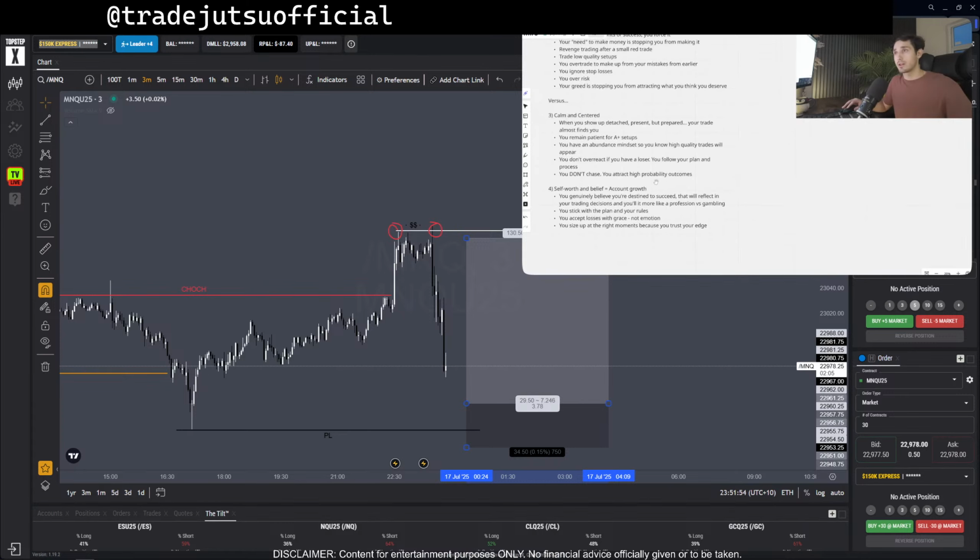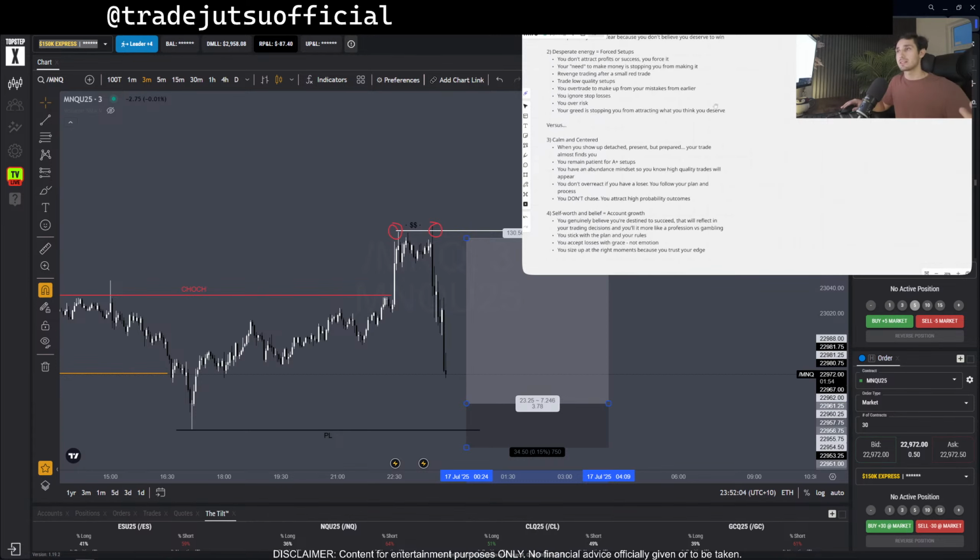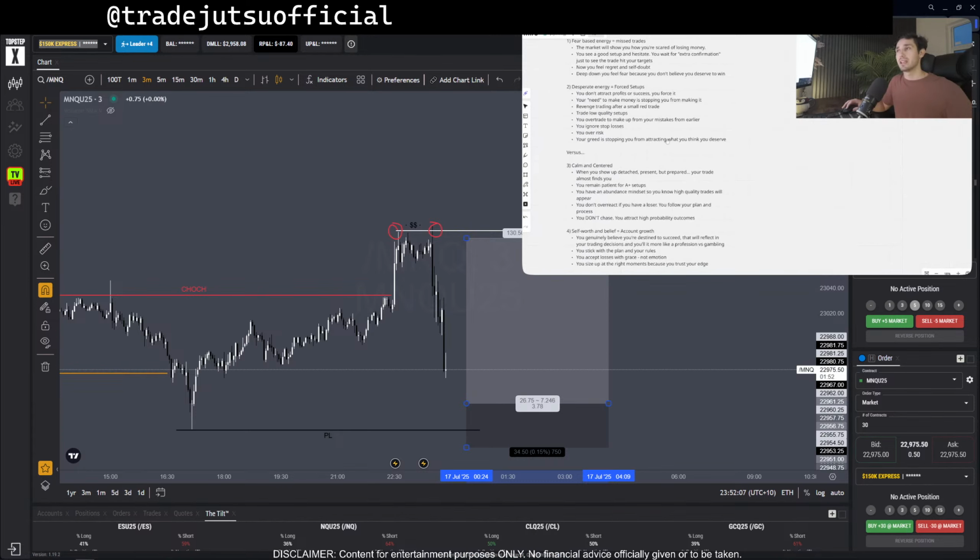And this is how you have to approach the markets this way: calm, centered, detached, present, and having that strong self-worth and belief in yourself that if you follow your plan, if you're patient, if you wait for your setups to come to you, you will execute and you will make money as a result. You don't force anything. These differences in your internal state of being is what's going to be the difference between you becoming a profitable trader or not.